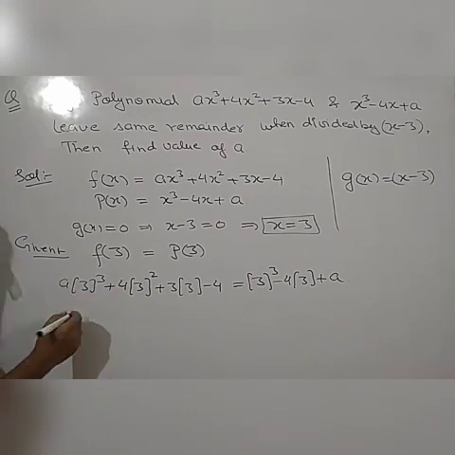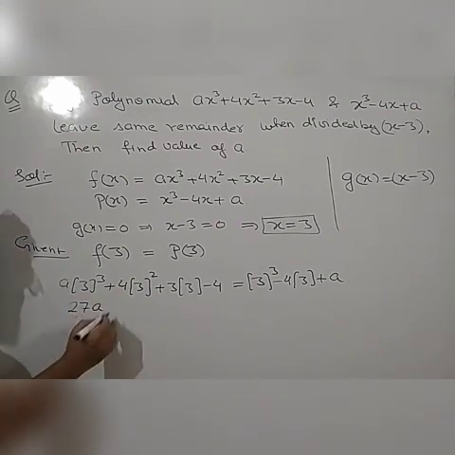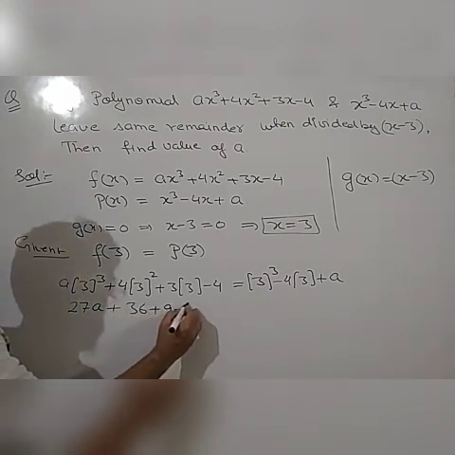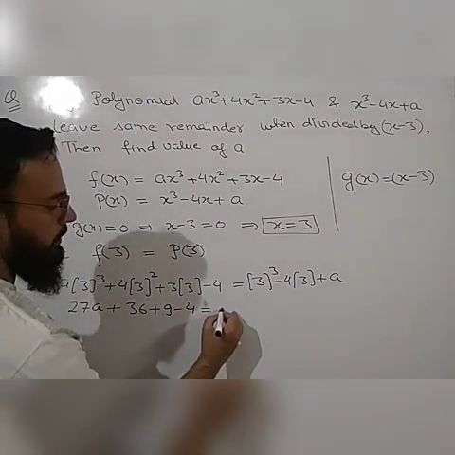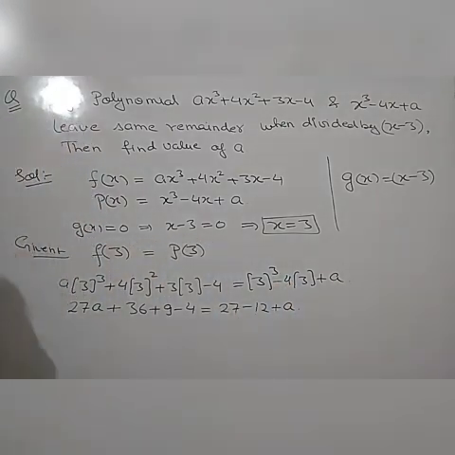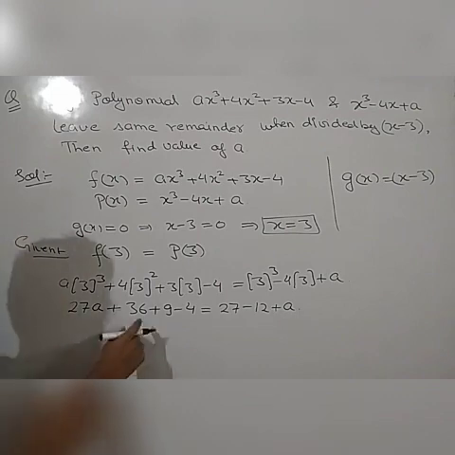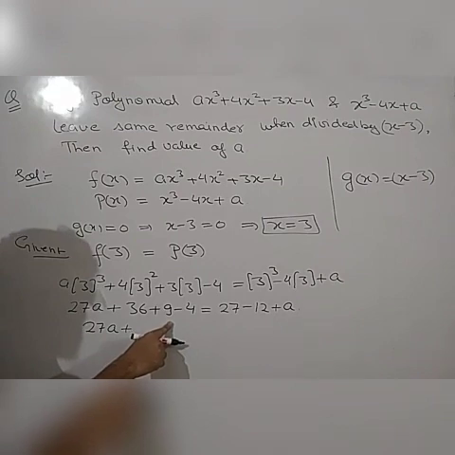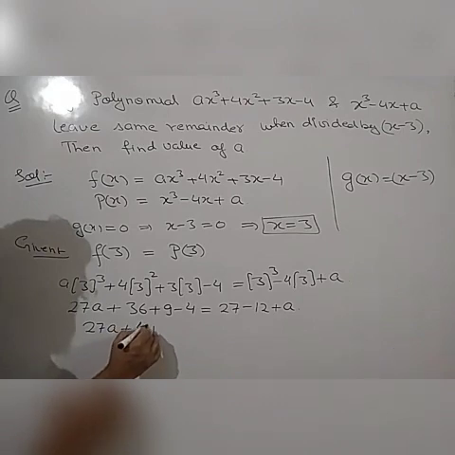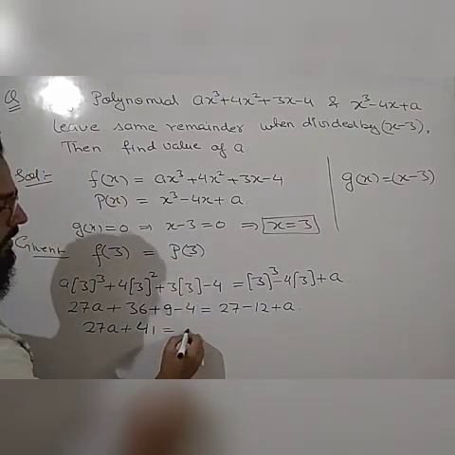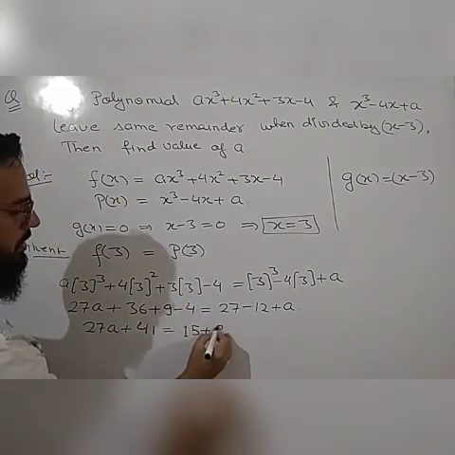It will be 3 3 is 9, 3 9 is 27. 27a plus 36 plus 9 minus 4 is equal to 27 minus 12 plus a. Now solving it further, we will get 27a plus 36 plus 9 is 45, and 45 minus 4 is 41, is equal to 27 minus 12. It will be equal to 15 plus a.